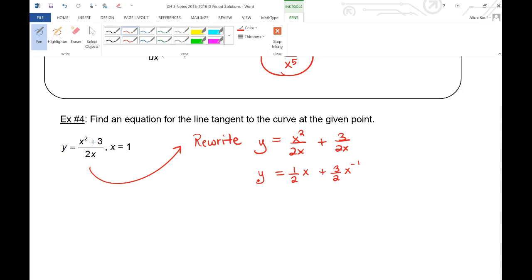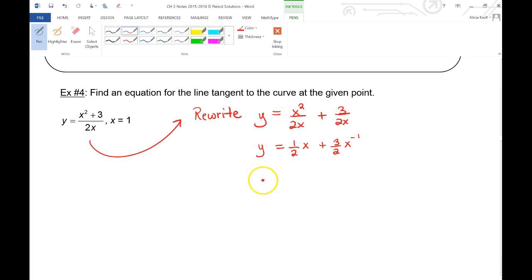Yeah, so x squared over x would just be x to the first. You could write x over 2, that's fine. I like to see it as a coefficient. And this is 3 over 2, and I just moved the x to the top and made it a negative 1. So now it should be pretty easy to find the derivative because we want to find the equation of the tangent line. So we'll do dy/dx or y prime. What does that look like in the first step?